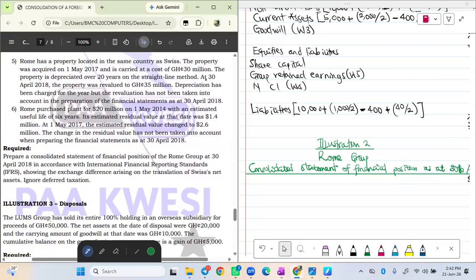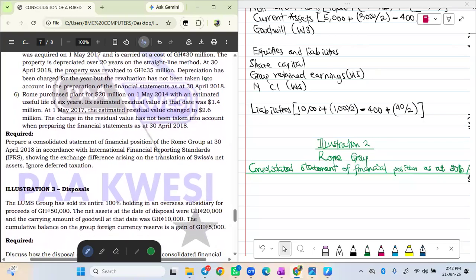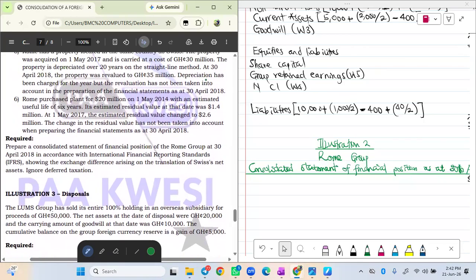Required: prepare a consolidated statement of financial position of the Rome Group at 30th April 2018 in accordance with the International Financial Reporting Standards, showing the exchange difference arising on the translation of Swiss net assets. Then it said ignore deferred taxation.